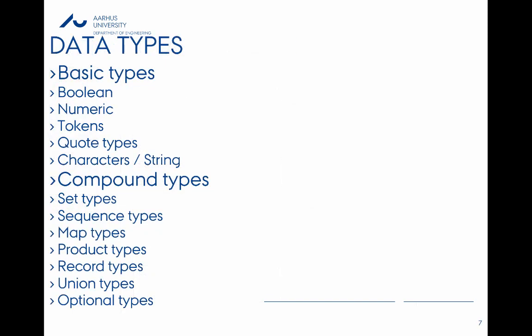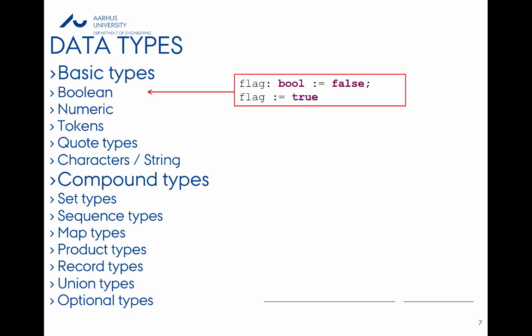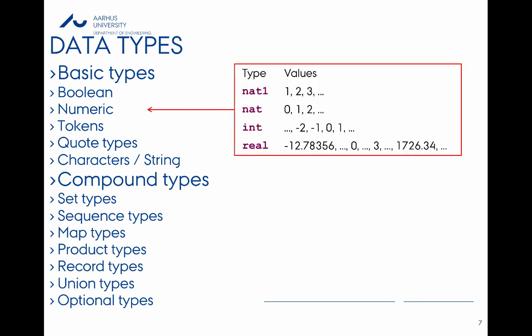So if we look at it from the data types perspective, there are a number of basic types and there are some compound types. In the basic types, Booleans, which you have in virtually all programming languages, are essentially having the true and false, and you can write it like this. The colon equal sign indicates assignment to an instance of something called flag.